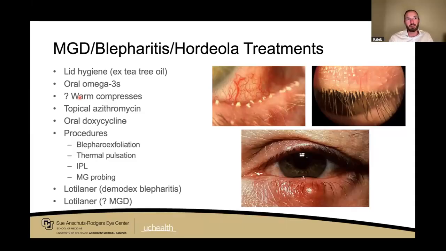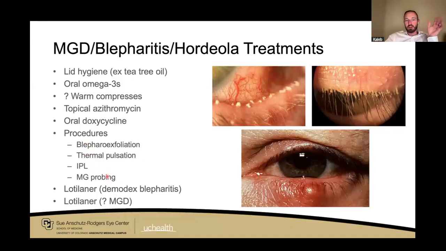I'll have them sometimes do a hot versus a cold compress trial and see which one they think helps them the most. A lot of times they'll come back and say that the cold compresses help a lot more than warm compresses. Again, because it's not just about the meibum, it's about what is happening to the eyelids. So topical azithromycin can be so helpful in cases of the blepharitis, the MGD, the hordeola here. IPL is extremely helpful in these cases also. You can do blepharoexfoliation, thermal pulsation. I do a lot of IPL with these patients.